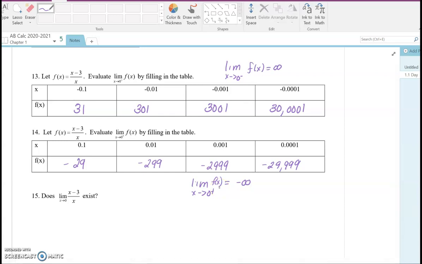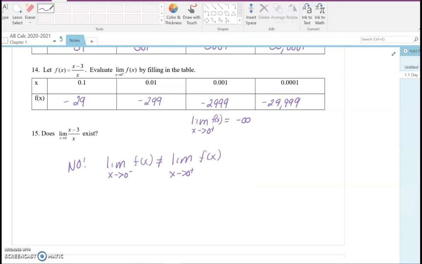What I'd like you to do is think about, does that limit exist? And I want you to write out why. Give me a justification. Tell me why. You're going to find in this course, you're going to have to write statements often, and you have to be very precise and specific. So I want you to think about what you would write.